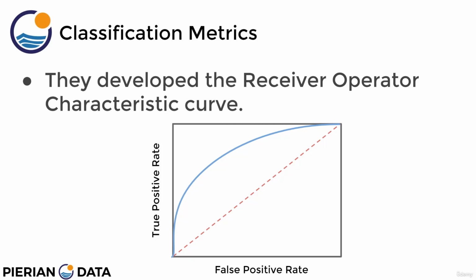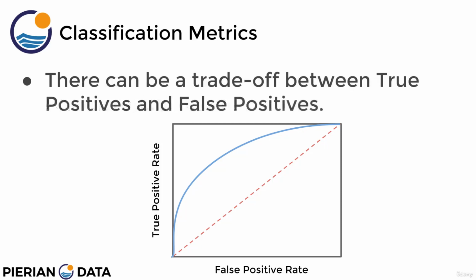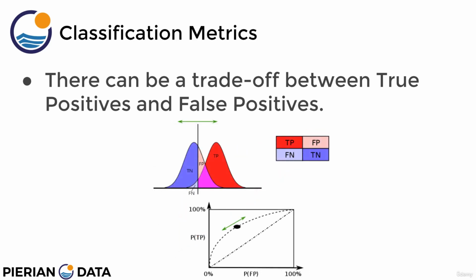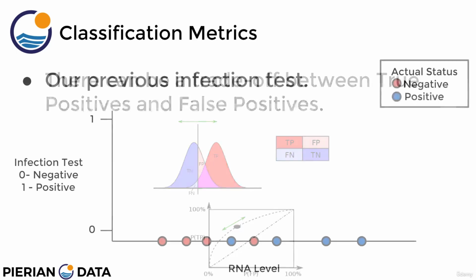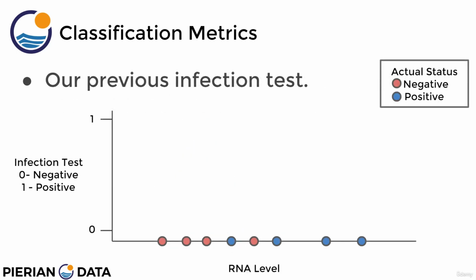So let's actually talk about how we construct this line in regards to a logistic regression model. Essentially, the main idea being there's a trade-off between true positives and false positives. And this stems directly from the confusion matrix. Let's begin by trying to understand this in regards to our previous infection test.